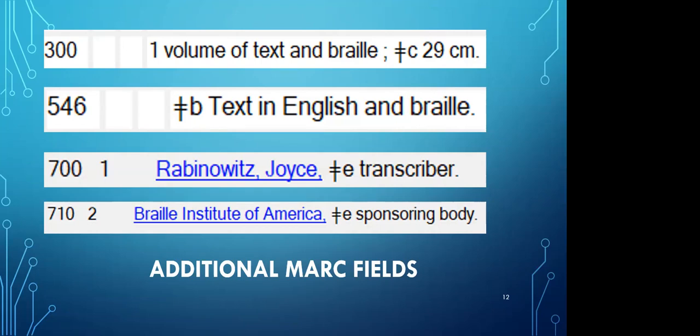And then for the fourth example, I created a 710 first indicator 2, second indicator blank, which is added entry for corporate body. And the first indicator 2 equals the name in direct order for the Braille Institute of America, which was a sponsoring body of the book. And you might also need to create a 500, which is a general note, subfield A, alternate lines of print and Braille on each leaf when applicable. Quite a few of the books that I've been cataloging have been sponsored by the Braille Institute of America. So there are other corporate bodies that can be included as well, though.